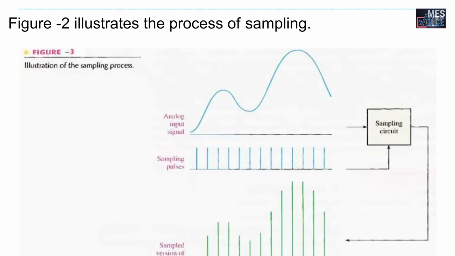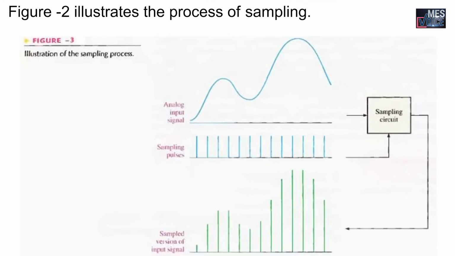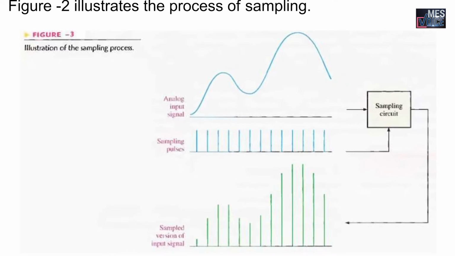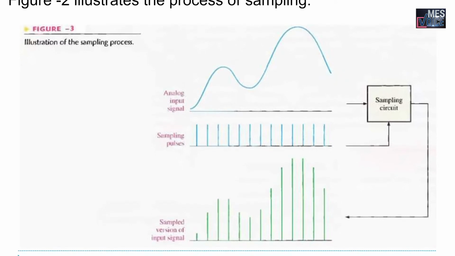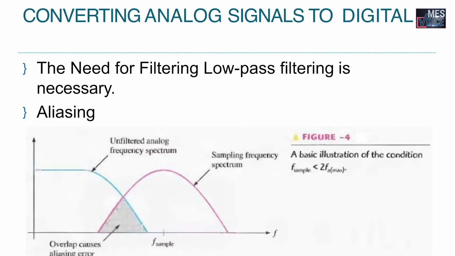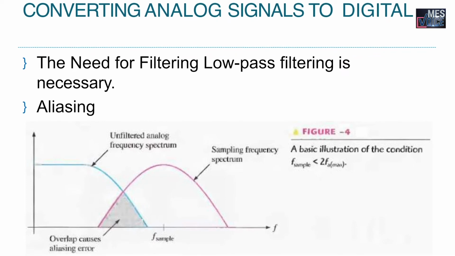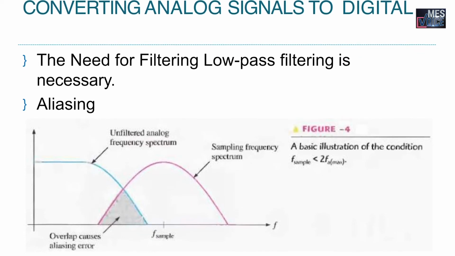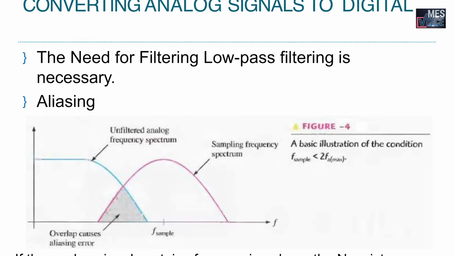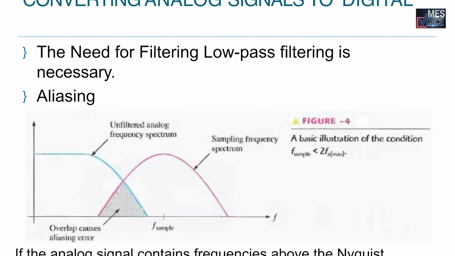The sampling process is illustrated in the figure. The analog input signal and the sampling input are given to the sampling circuit. At the output, we get a sampled version of the input signal. What happens if we sample the signal at a frequency lower than the Nyquist rate? When the signal is converted back into a continuous time signal, it will exhibit a phenomenon called aliasing.